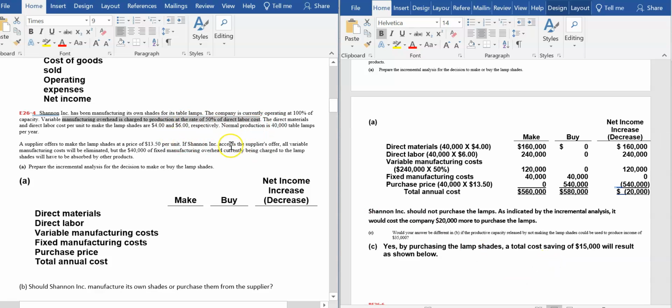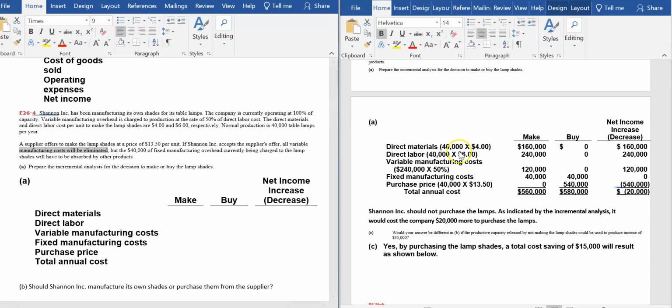Finally, $40,000 of fixed manufacturing overhead is currently charged to the lampshades. So we are incurring an additional $40,000 in fixed manufacturing cost. The total cost to make these lampshades, $560,000.